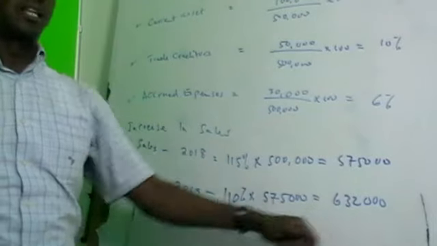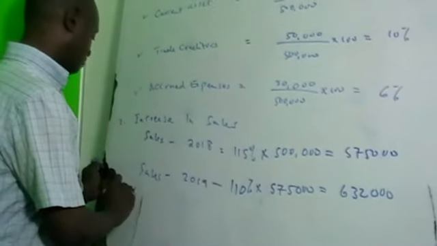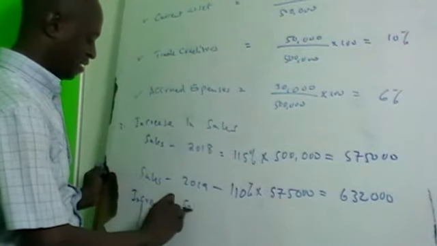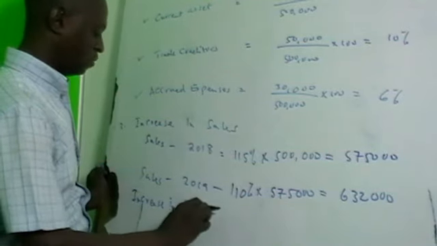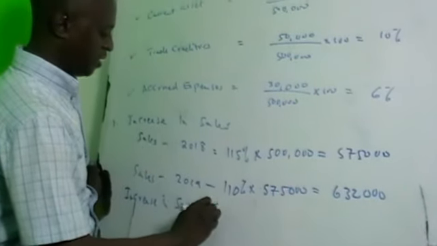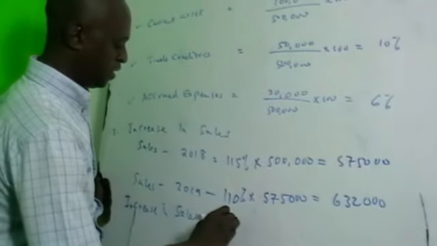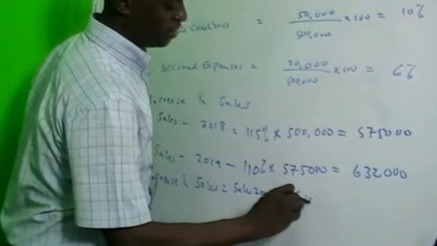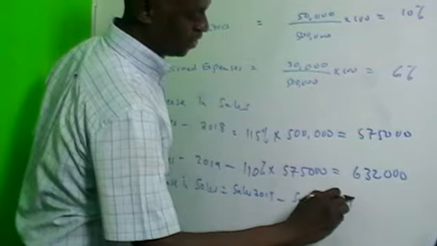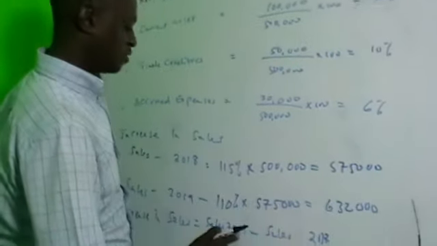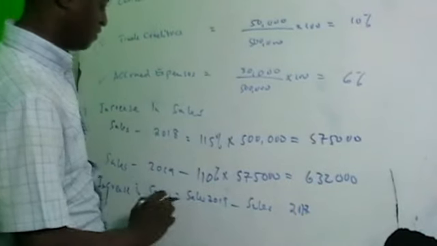This is the total sales. So increase in sales. Increase in sales will be equals to, you take this one now, so you can have it as sales 2019 minus sales 2017. Sales 2017, like that. Sales 2019 minus sales 2017.